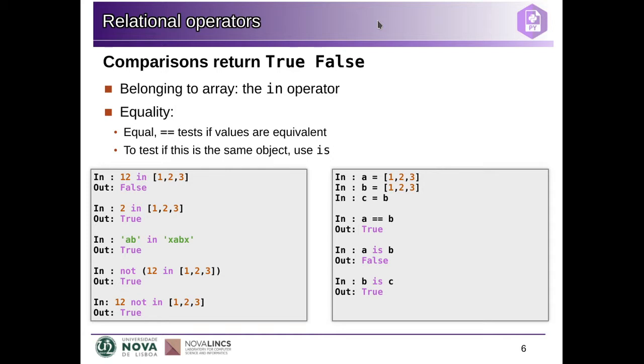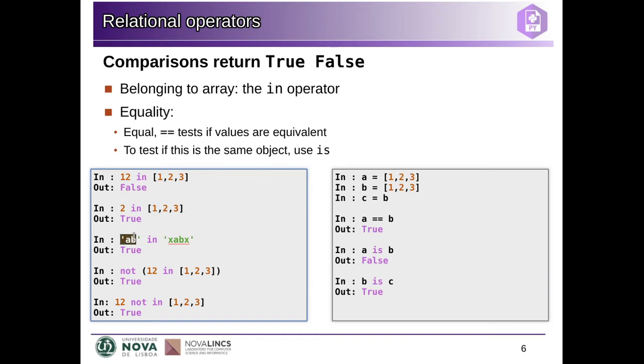You can also test if some element belongs in an array. So you have this in operator. For example, in this case, 12 in [1, 2, 3], this is false because there is no 12 in that list, but 2 in [1, 2, 3] is true because there is at least one 2 in that list.